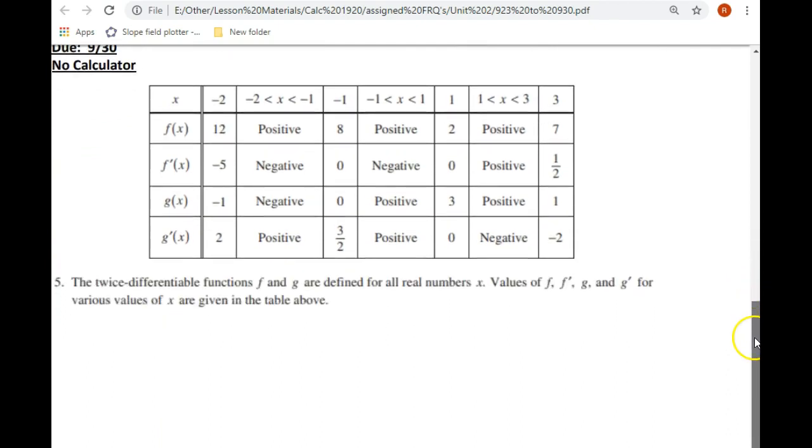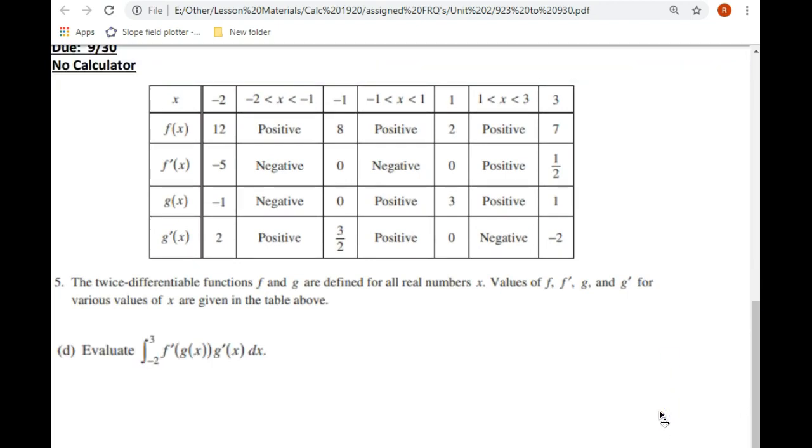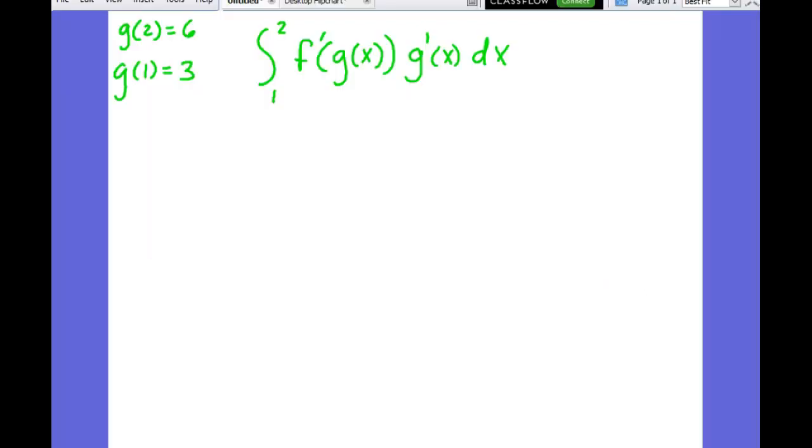2014 5D. So let's take a look at that. Okay, so what you're going to want to do is a little bit of U substitution here. Let me show you guys how that's going to work. I'm going to do an example that's kind of like it, and then I'm going to let you guys do the other one here.